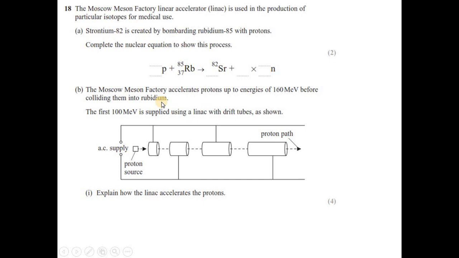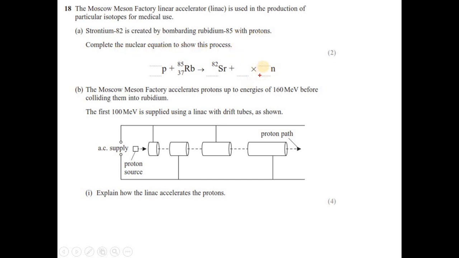The Moscow Meson factory linear accelerator, Linac, is used in the production of particular isotopes for medical use. Strontium-82 is created by bombarding rubidium-85 with protons. Complete the nuclear equation to show this process.